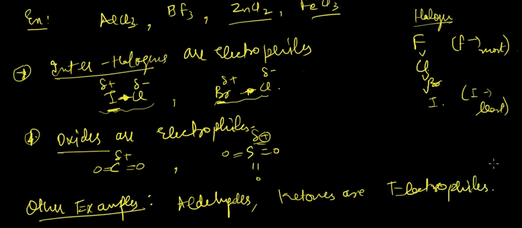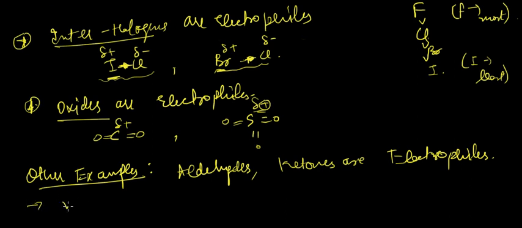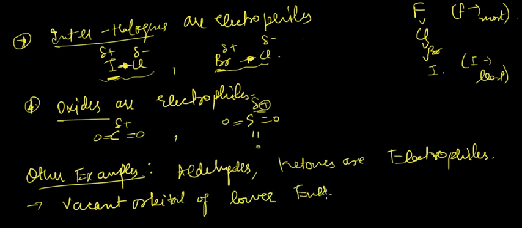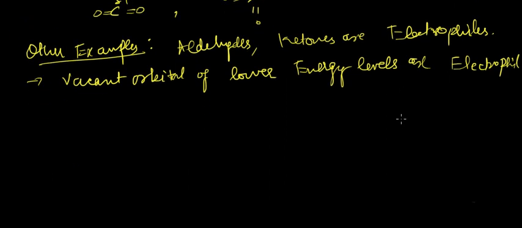Okay. Vacant orbitals of lower energy level are electrophiles. One more category is vacant orbitals of lower energy levels. So this completes our section on electrophile. Now we'll be looking into nucleophiles.